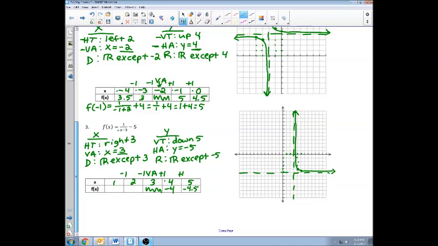Now I need to work with this 2. So I'm going to put 2 in for x. Well, 1 over 2 minus 3. 2 minus 3 is negative 1. 1 over negative 1 is still negative 1. Negative 1 minus 5 would be negative 6.